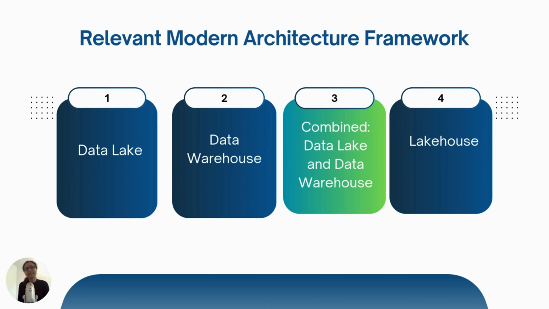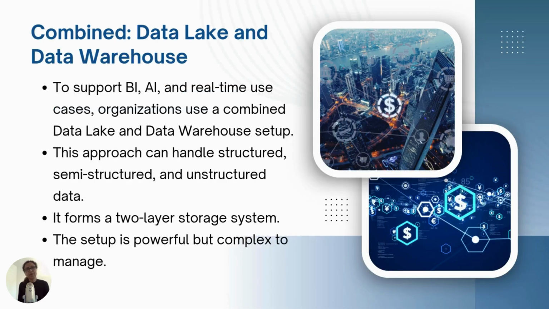Third is the combined data lake and data warehouse. As we know, the data lake handles unstructured data and supports the AI and ML world, whereas in the data warehouse, we can do BI work. So to support BI, AI, and real time use cases, sometimes organizations use a combined data lake and data warehouse setup. This approach can handle structured, semi-structured, and unstructured data. So it forms a two-layer storage system. This setup is very powerful, but definitely it's very complex to manage.